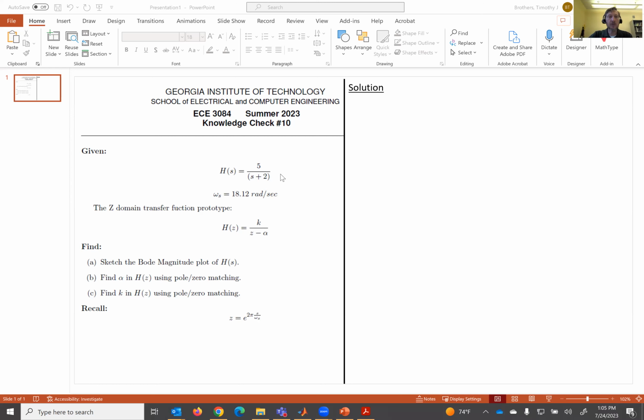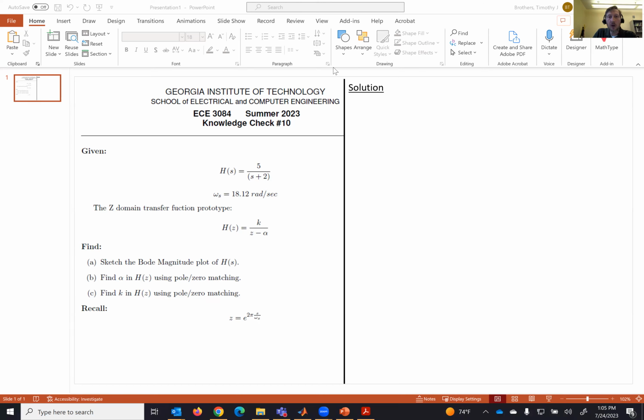So the first thing, we were given an H of s with some omega of s, and we need to do the z-domain transfer function using this prototype, and we are going to use pole zero matching to find K and alpha. First thing we want to do is sketch the Bode plot of the solution.